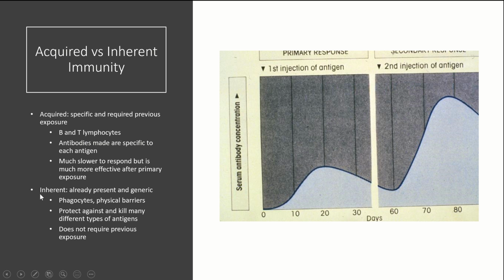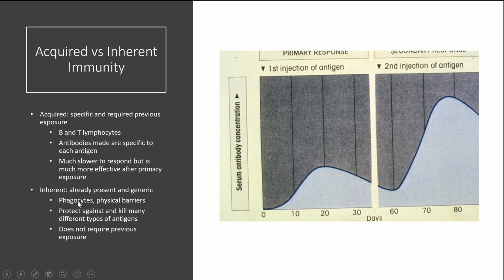Okay, and then we have inherent immunity. Inherent is just like it sounds, right? So you already have it, it's already present, you don't have to do anything to get it, it's inherently there, okay? And the thing about inherent immunity is that it is generic, right? You don't have to be exposed to the pathogen before. It doesn't really care what the pathogen is. It's going to respond to it because it's foreign, because it's not supposed to be there.